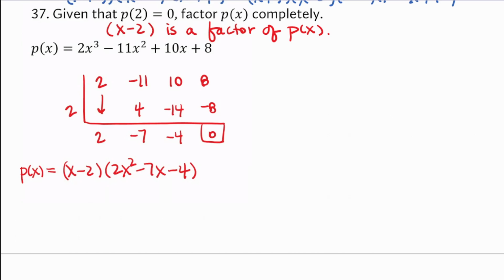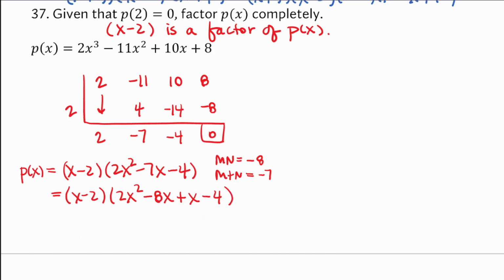And it will be factorable if I multiply the 2 and negative 4 and I get negative 8. If I can find two numbers that multiply together to equal negative 8, while adding together to equal negative 7, and I can do that. That's going to be negative 8 and positive 1. So I'll do that to the 7x. I'll write that as negative 8x plus 1x. And then I'll do group and factor.